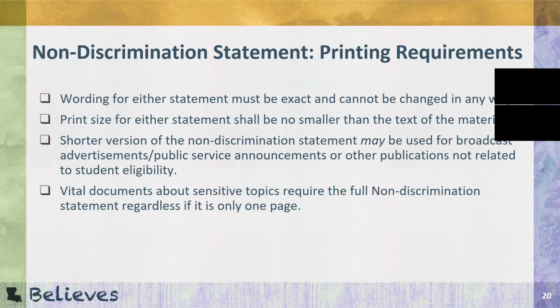There are a couple of requirements when printing the non-discrimination statement. The first printing requirement is that the wording for either statement cannot be changed. The second printing requirement is that the print size cannot be smaller than the text of the material. Also note that in auditory presentations, such as public service announcements, the shortened version may also be used, but the long version is required on any vital documents, even if it is only 1 page long.